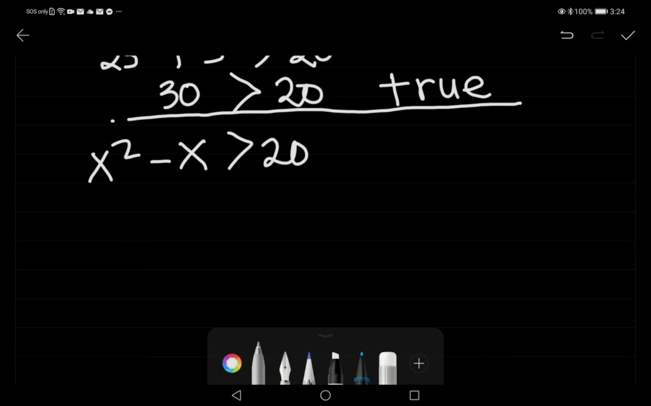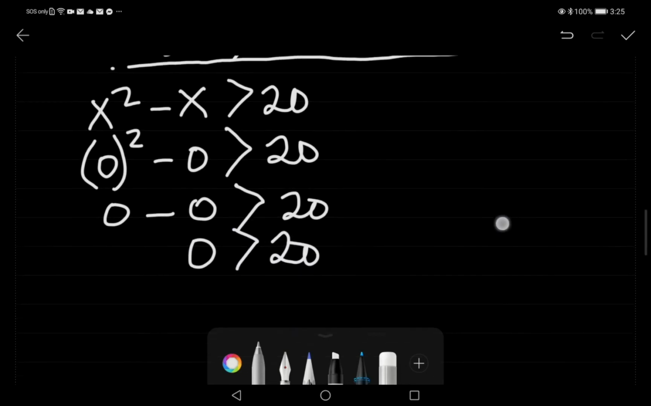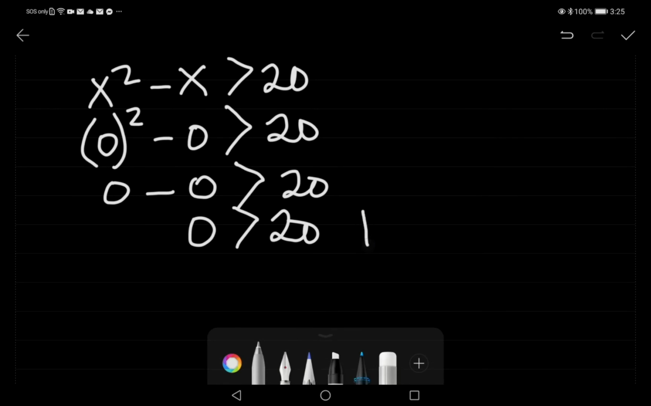So we will write here 0 squared minus 0 is greater than 20. So 0 squared is 0, minus 0 is 0, greater than 20? So this is false. Kay ang 0 gamay man na siya sa 20, dili man na siya greater than. So this is false.